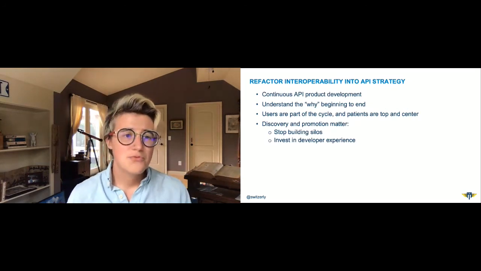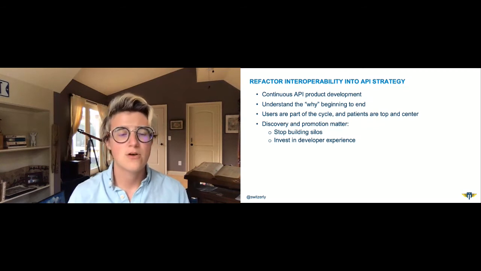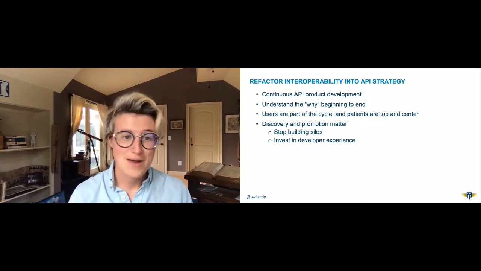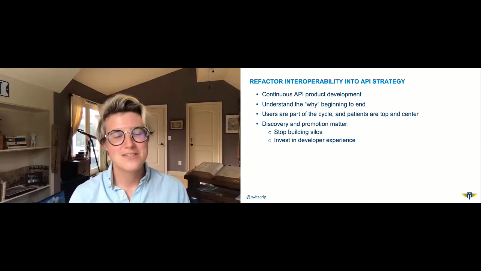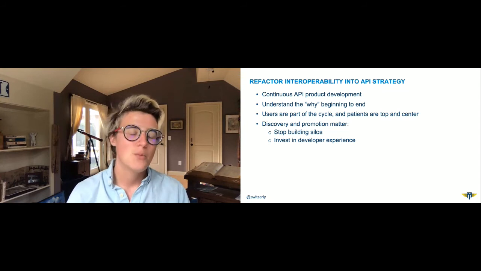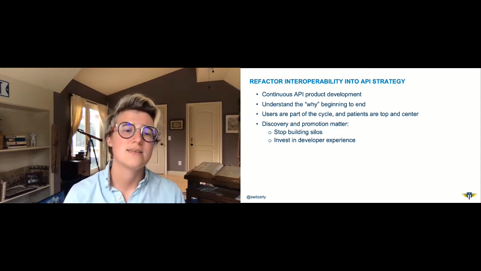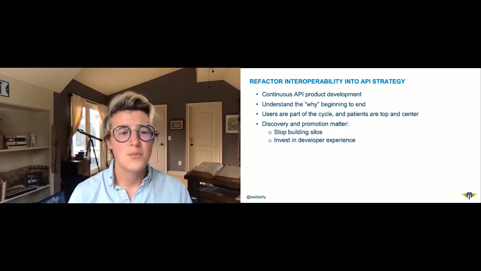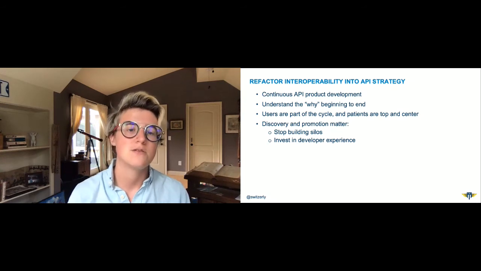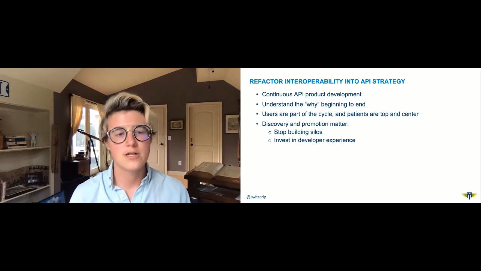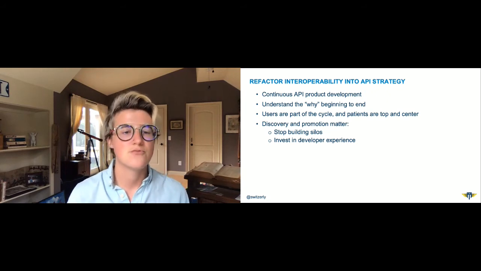Second, we have to refactor interoperability into API strategy. So we really shouldn't be using this word interoperability anymore, even though I know I will continue to use it probably for a long time, but we have to change the conversation to be about API strategy. We have to talk about continuous API product development. We have to think about APIs and integrations as products. And we have to understand the why from the beginning to the end. It can't just be about data exchange. We have to understand how the data we're exchanging leads to data-driven goals and measures of success and real outcomes.